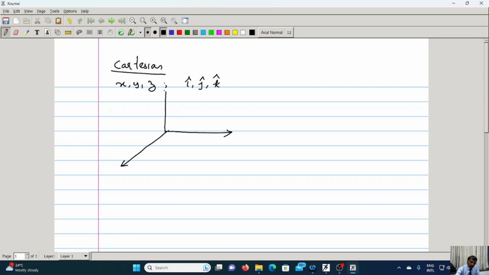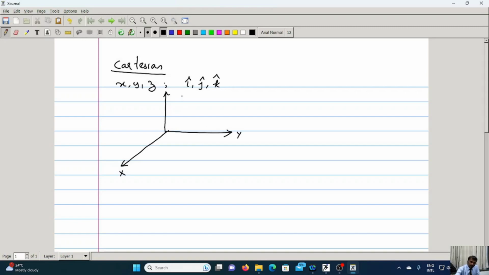So, as we know, in the Cartesian coordinate system, the variables are x, y, and z, and the unit vectors are i, j, and k. If we draw the Cartesian coordinate system, we have three axes. Already we have drawn this, I am just repeating it for understanding.